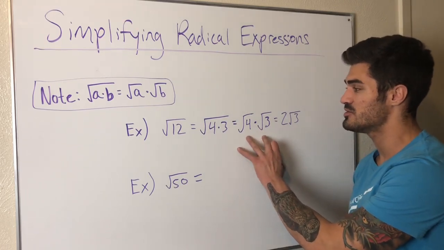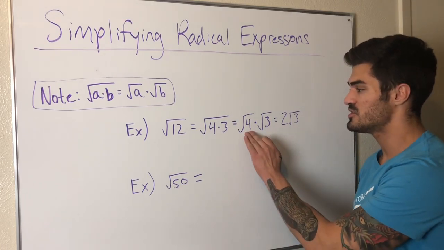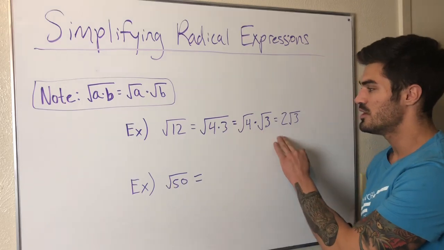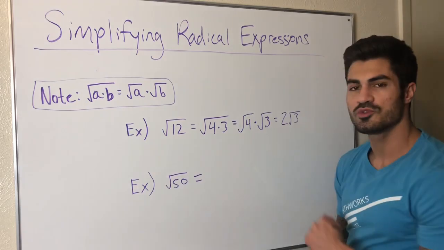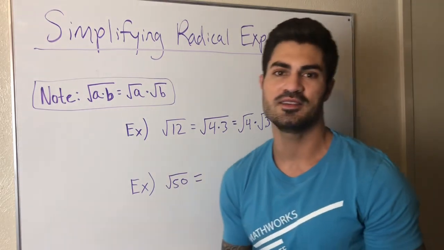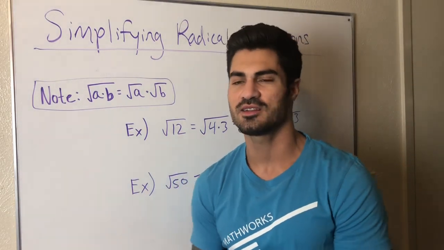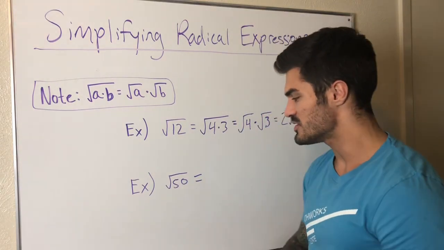You're splitting up these numbers under the radical, and then you're simplifying this to be 2. And square root of 3 you don't know. But this is a little simpler than root 12, and you can use this to combine these guys, and you can use them to add and subtract and that sort of thing. So let's do this example.